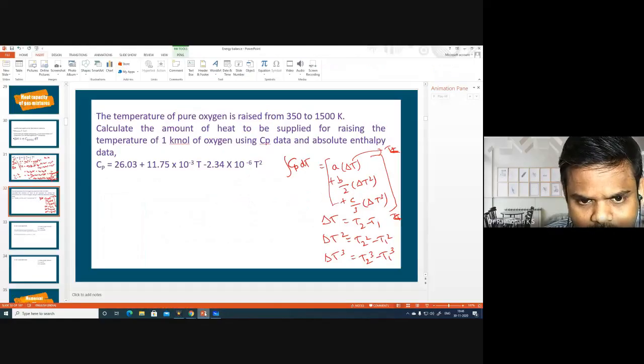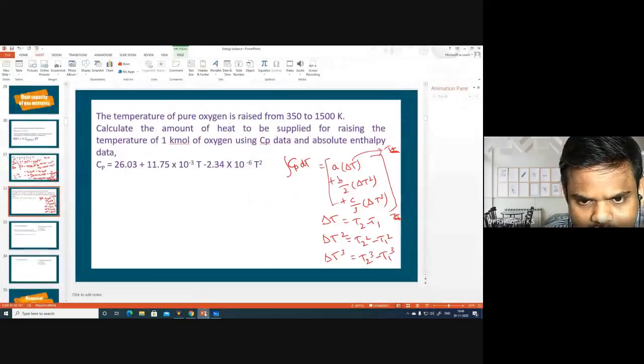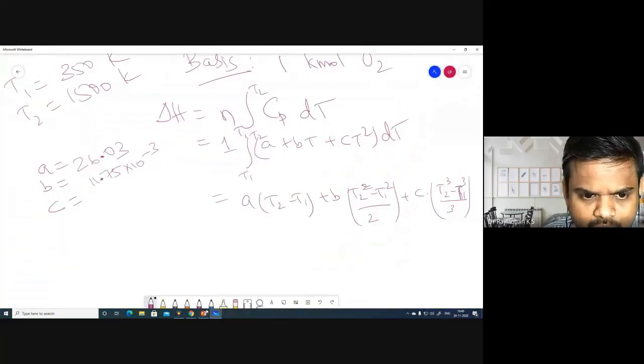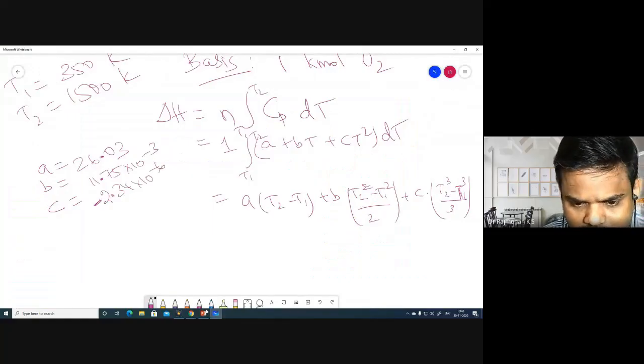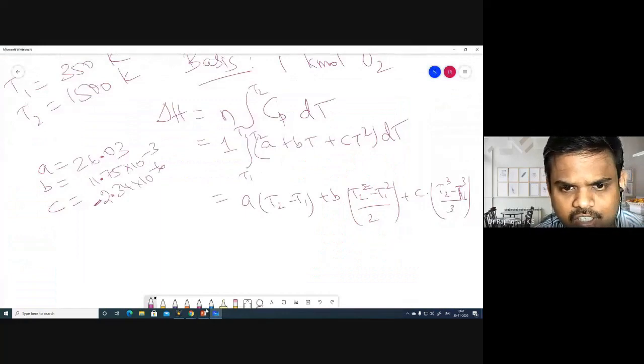So what is our B value? 11.75 into 10 power minus 3. What is the C value? C is minus 2.34 into 10 power minus 6. Okay, so ABC values we have, T1 value we have, T2 value we have.